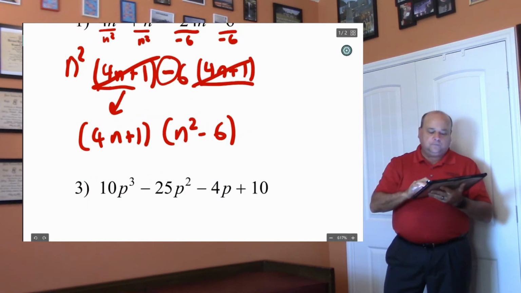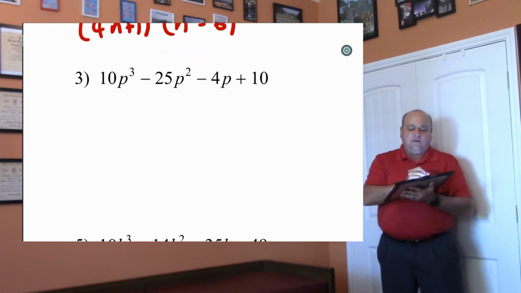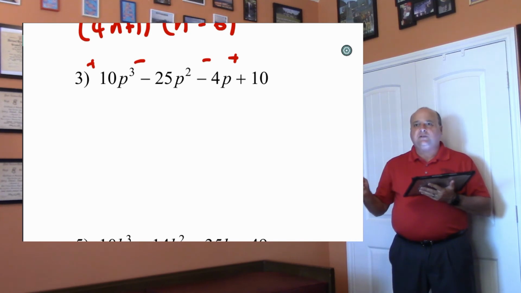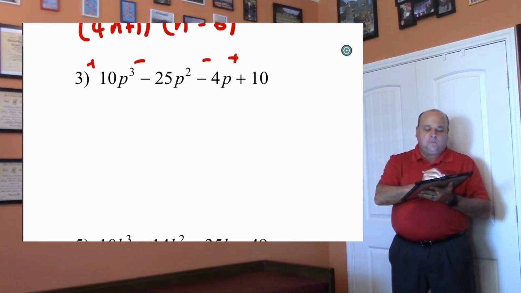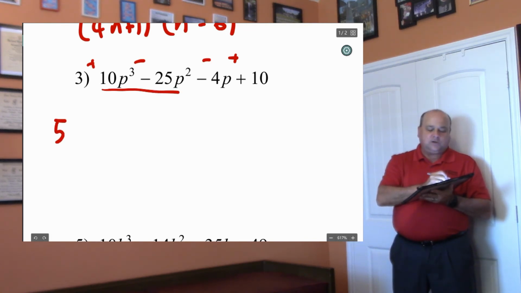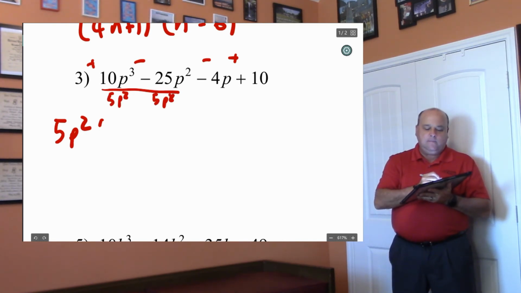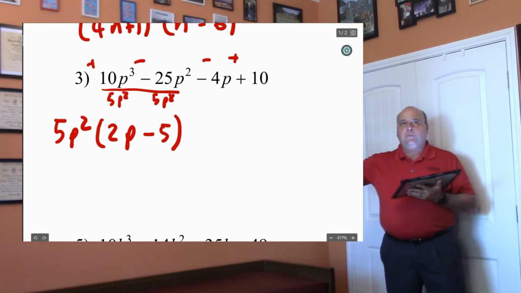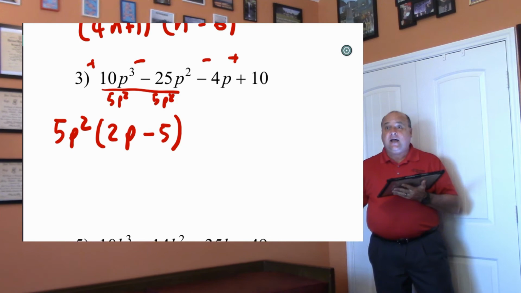Let's do number 2. Okay, we have a plus minus and we have a negative positive, right? Those are opposites, right? So I'm going to put a minus in the middle. Now then, let's do the first part. What can I pull out of 10 and 25? A 5 works, right? And we have a p squared, don't we? Now then, I'm going to divide both of these by 5p squared, right? And I'm going to get 2p minus 5, right? My next parenthesis should be 2p minus 5, shouldn't it?